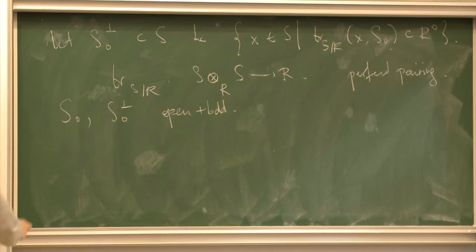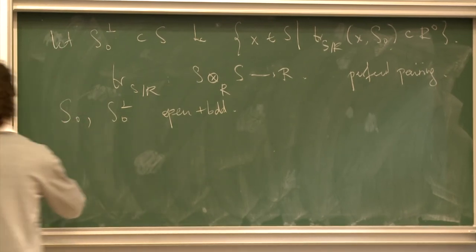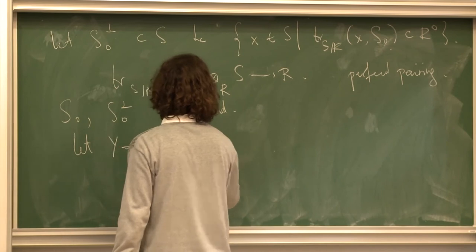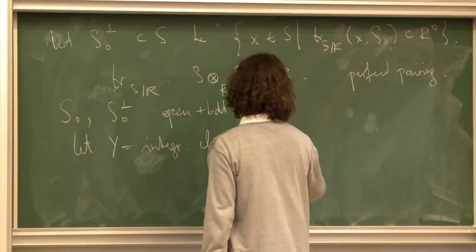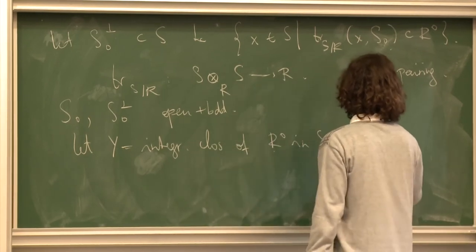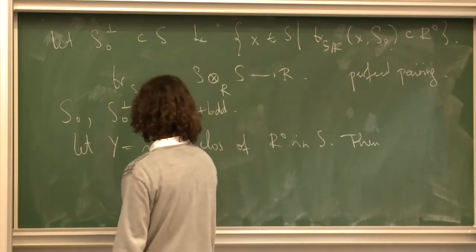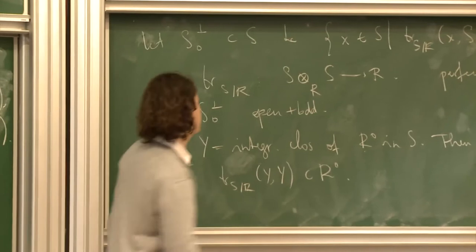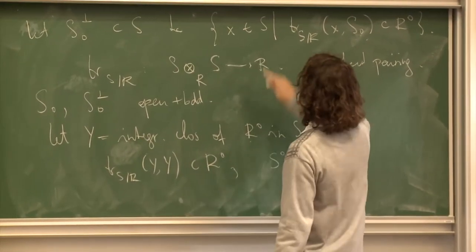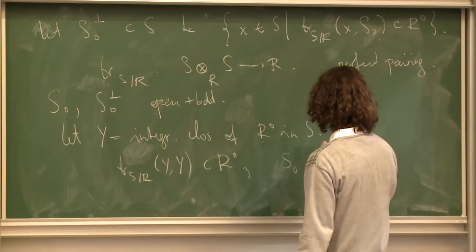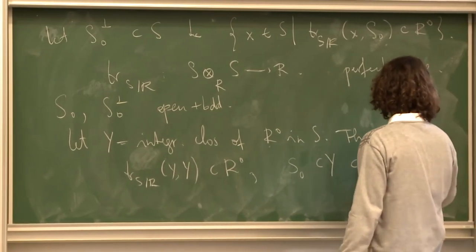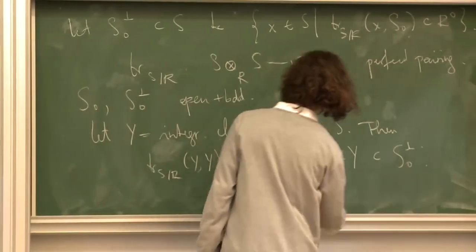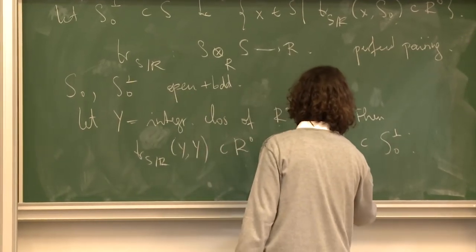And we claim that the power bounded elements sit somewhere in between. So we let Y be the integral closure of R naught in S. And then first off, the trace form pairing on Y takes values in R naught. And it's also clear because this is a finite algebra that all elements in there are integral. And by this property, it follows that it's somewhere squeezed in between S naught and S naught bot. And so it follows that Y is open and bounded.